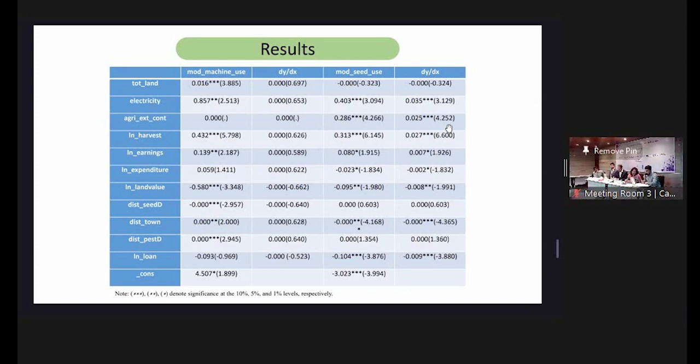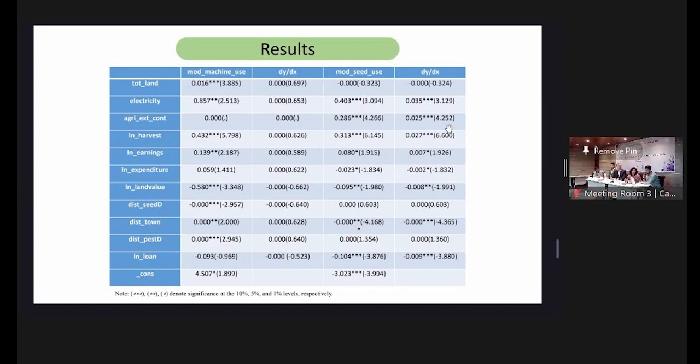And then it comes to the distance variables. Distance variables are very interesting because distance to seed dealers and pesticide dealers have quite similar relationships with the modern machine use and seed use. We have got insignificant relationships between the modern seed use and distance to seed dealers. It might be the fact that the seed importers often establish distribution networks, so it ensures that farmers are able to get the high-yielding varieties from them. The same goes for the town, as towns have very available markets and other services. Farmers can get to adopt technology even more.